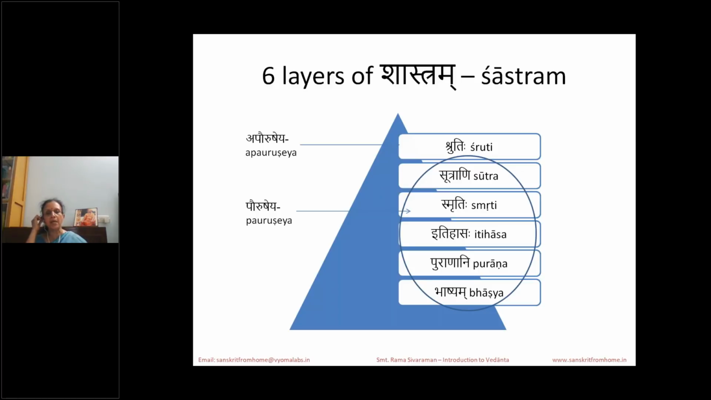Now, other than the Bhashyams that I talked about, we also have a lot of granthas called Prakarana granthas, which are based on all these. Several acharyas have written several books in the Advaita system itself. Those are called Prakarana granthas, right? So that is the other layer which supports the Bhashyam, right?